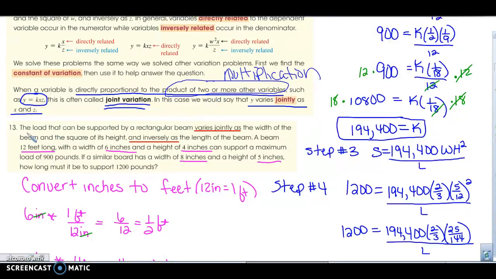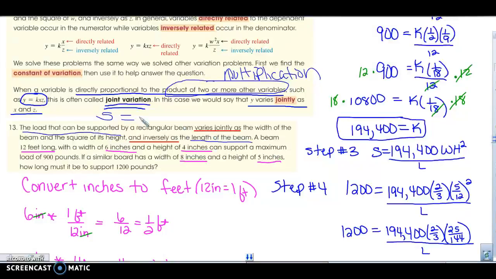So you're going to multiply by 2 or more other variables. Let's take a look now at number 13. The load that can be supported by a rectangular beam varies jointly as the width of the beam and the square of its height, and inversely as the length of the beam. So our first sentence is where we're going to get our equation from, and we're going to use letters to represent the different parts. Now at first I would have thought to use L for load, but then I realized that they have the word length in here and I'll want to use L for that. So it says the load that can be supported. So I chose to use S for support by a rectangular beam, varies jointly.